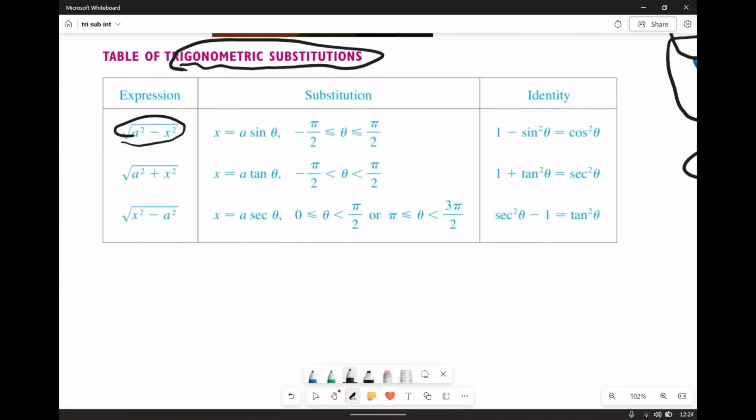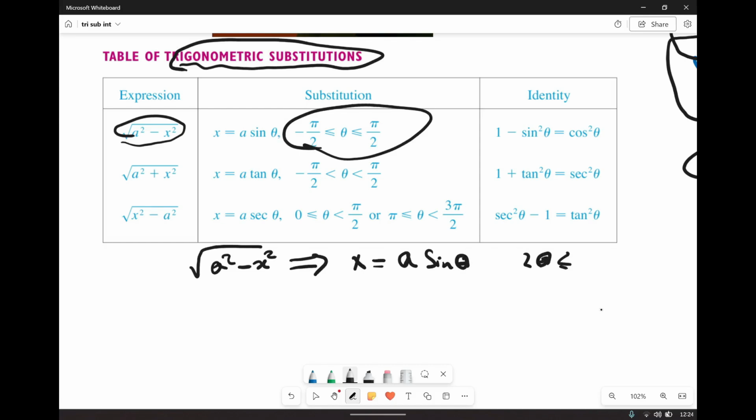If your radical is in this form, a power 2 minus x squared, you must use this substitution: x equals a sine theta. Also, theta must be between minus pi over 2 and pi over 2. Why? Because we're going to use the inverse function, and you know sine is invertible in this domain.